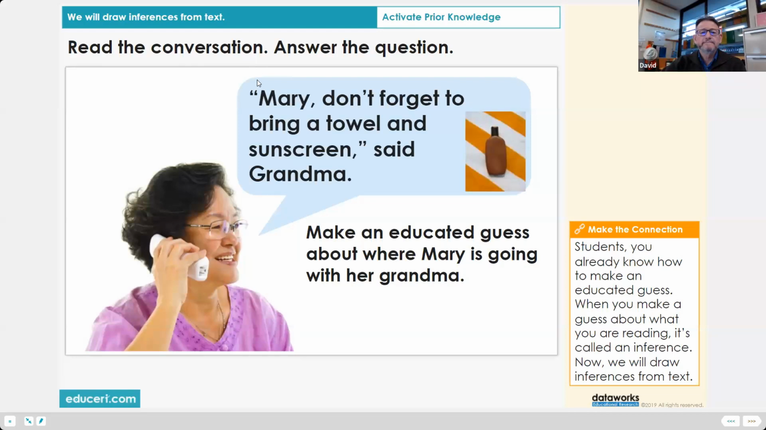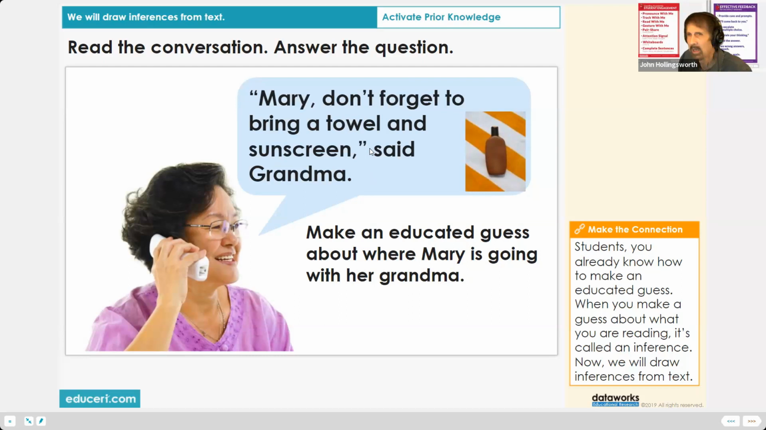Conversation. That's two people talking. You can see the grandmother talking here. Okay, let's read the directions. Read the conversation. Answer the question. Okay, so here it is right here.